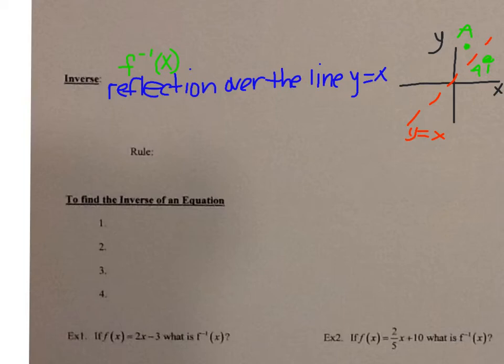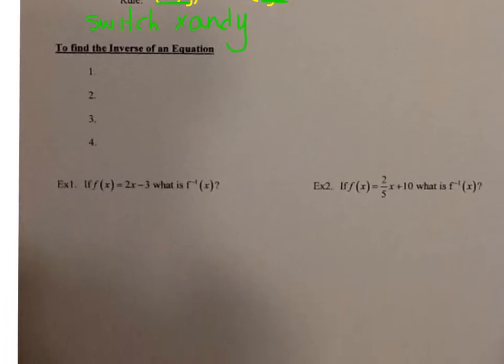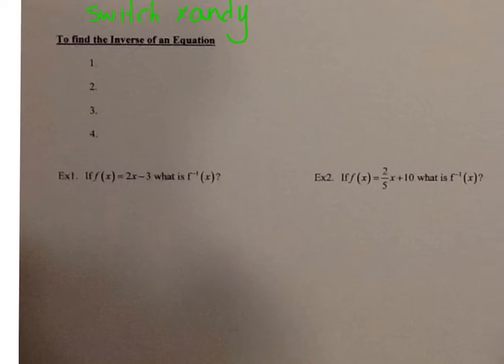Maybe you remember what that rule is. The rule for a reflection over the line y equals x is (x, y) becomes (y, x). So what happens to the point (x, y)? The x and the y change positions. So that's how we want to remember what inverse means. Inverse means to switch x and y. Notice the point (x, y) became (y, x). They changed positions.